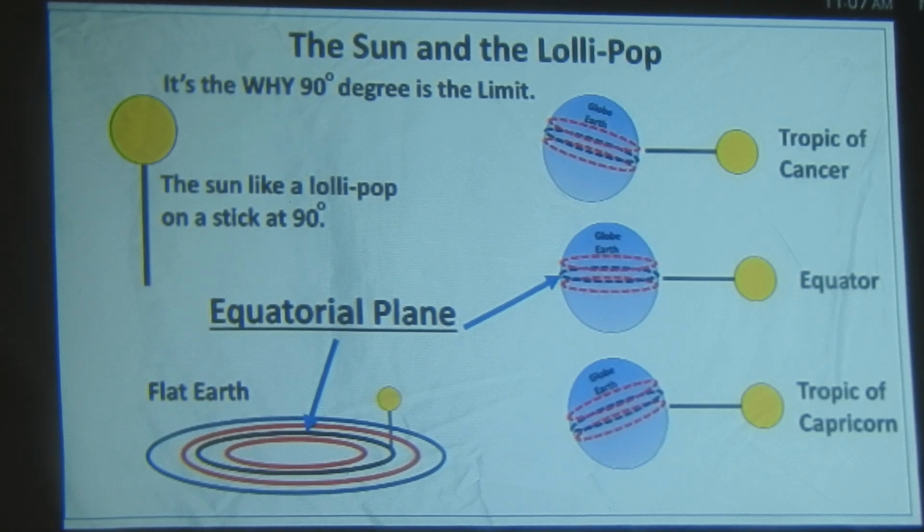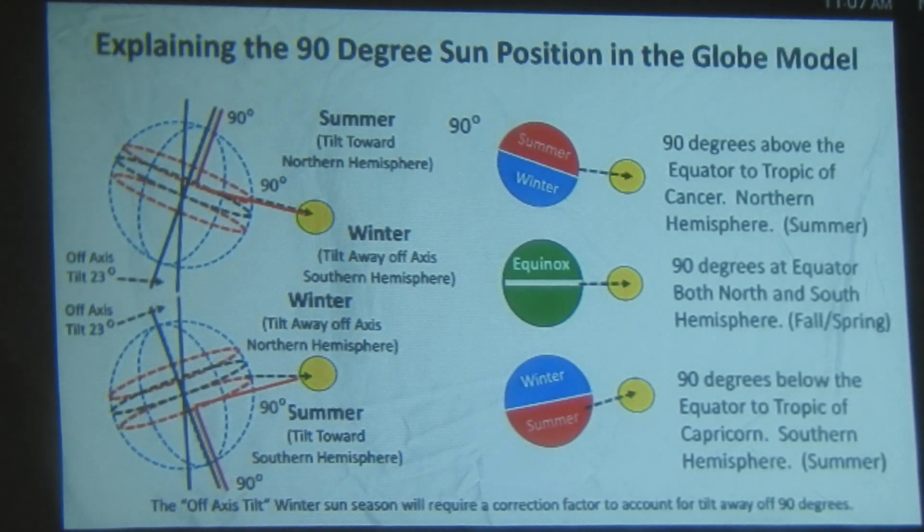Same concept, except there's no tilt. The sun just orbits over the top of the flat Earth in a clockwise manner. So same concept. And this diagram just shows a little bit more about the seasons and the sun's position during the equinox. Again, always maintaining the 90-degree position.